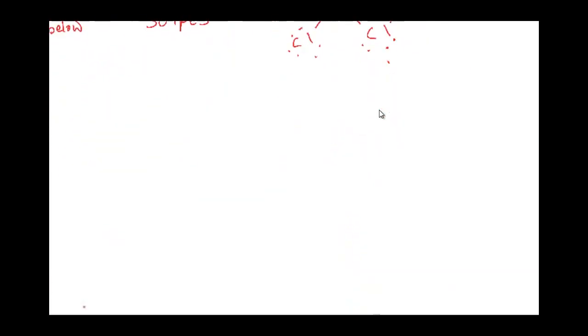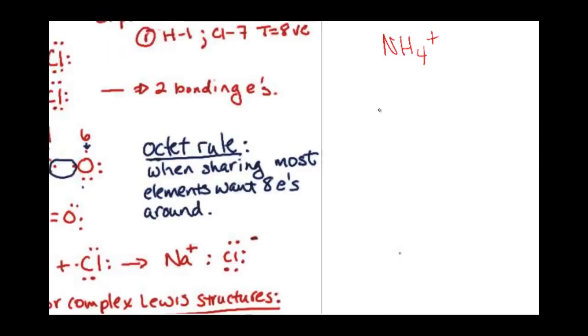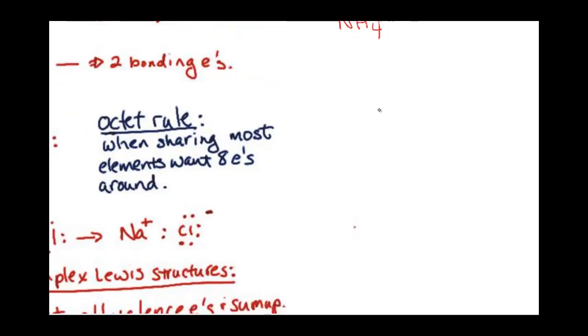Finally, I'm going to look at an ion. Let's look at NH4+. Yeah. So here we have nitrogen. Nitrogen is in the fifth column. I'm tired. I was going to say the fourth. Whoa.